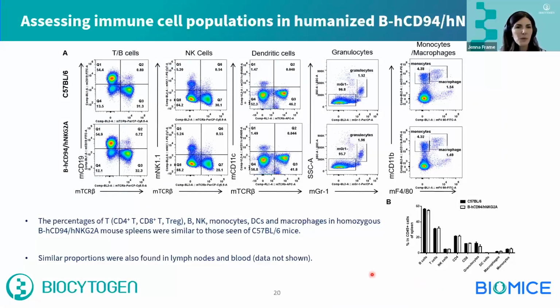So here we performed phenotypic analysis using flow cytometry of spleen cells just to assess normal distribution of NK cells, T cells, B cells, dendritic cells, granulocytes, and macrophages. And what this reveals is really no significant differences in the humanized mice compared with their wild type counterparts.